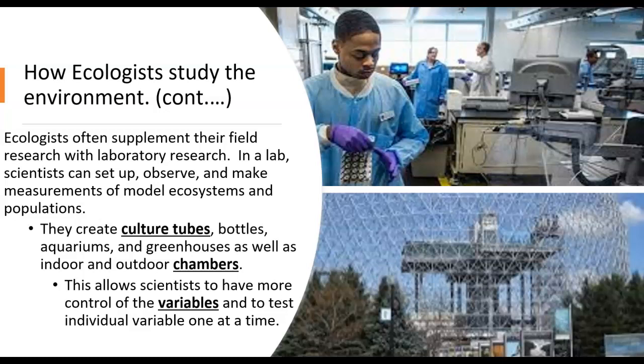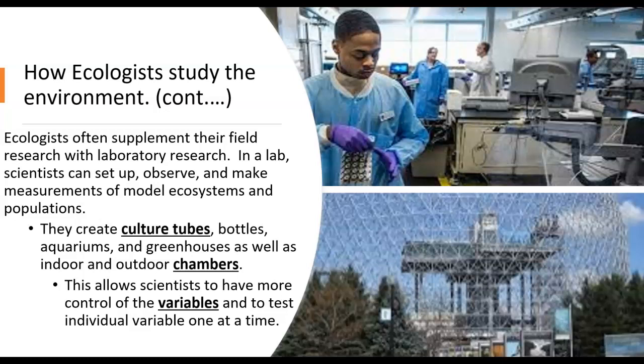Ecologists often not only do field work, but they also do lab research. In the lab, they can set up, observe, and make measurements. They can model ecosystems, so they can control more of the variables. In a good scientific experiment, what you ideally have is only one variable being tested at a time.